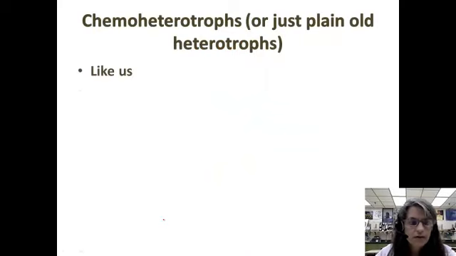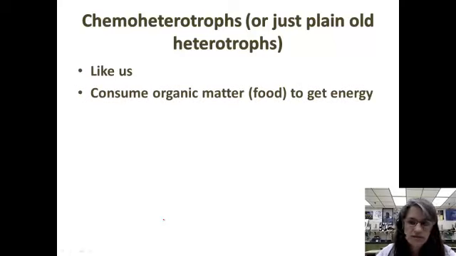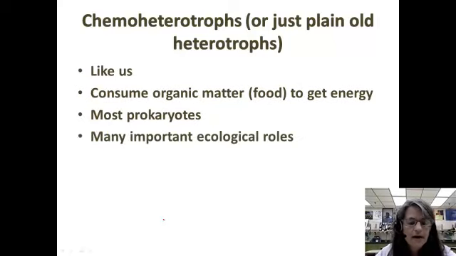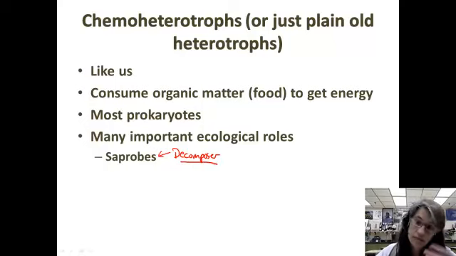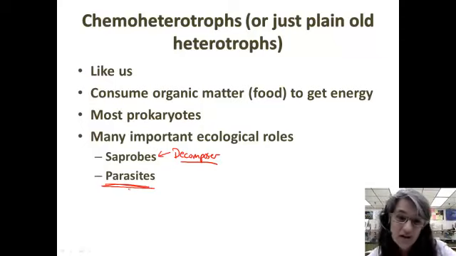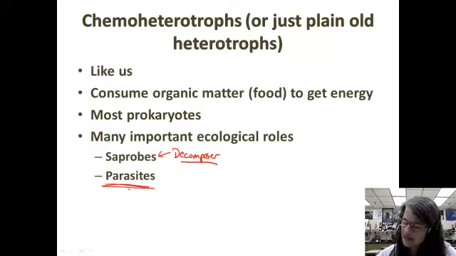Chemoheterotrophs, or just plain old heterotrophs like us, eat stuff to get energy. Most prokaryotes are in this group, and they have a whole ton of important ecological roles. They can be saprobes, which is just another fancy word for a decomposer, and Lord knows we need decomposers to break down dead stuff and return nutrients to the nutrient cycles. They can also be parasitic, and you've probably had a relationship with a parasitic chemoheterotroph that gave you a bacterial infection, and that's not fun.